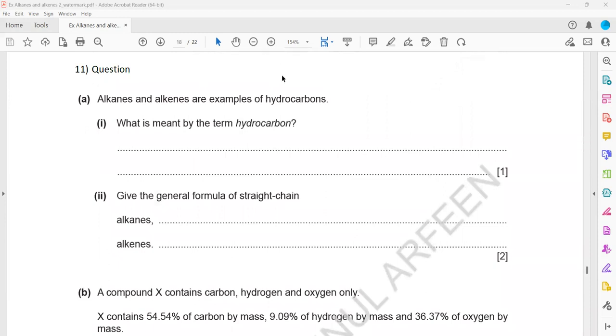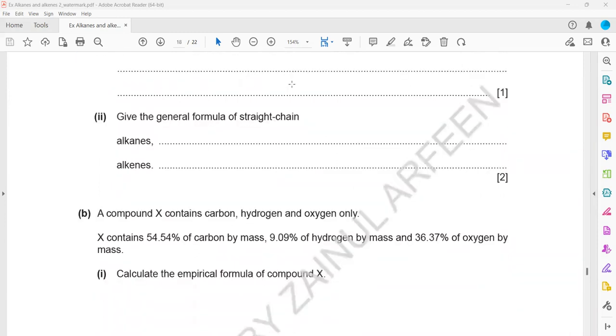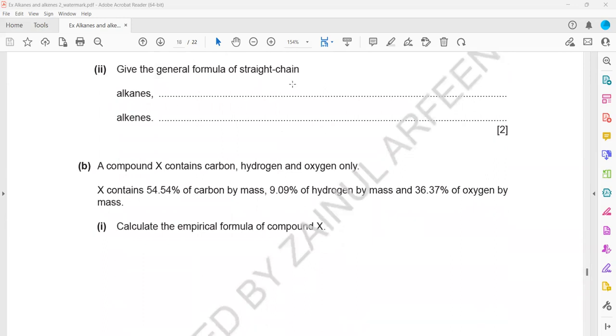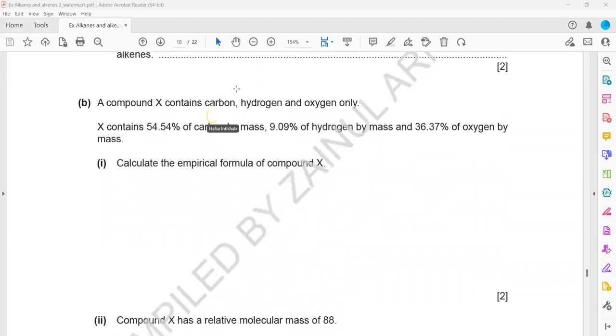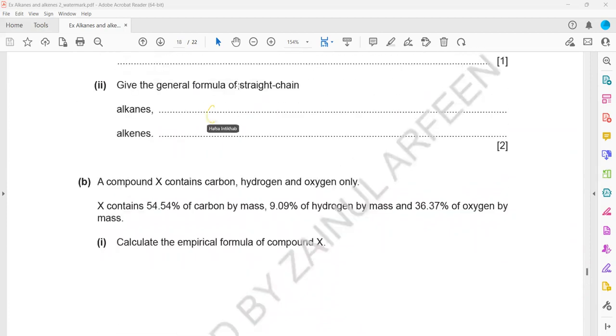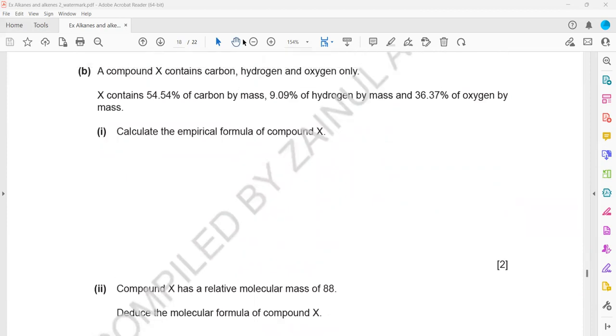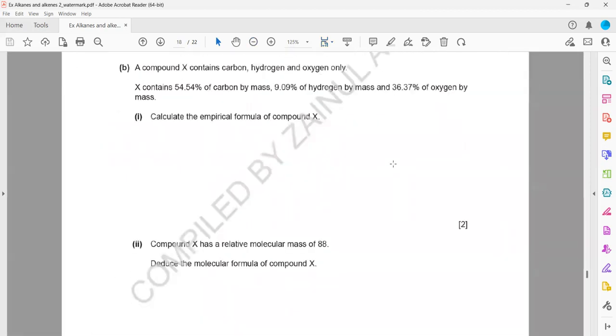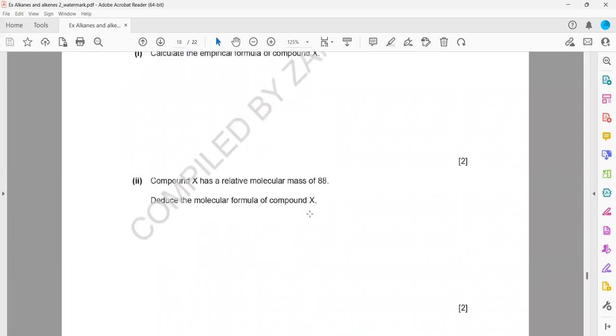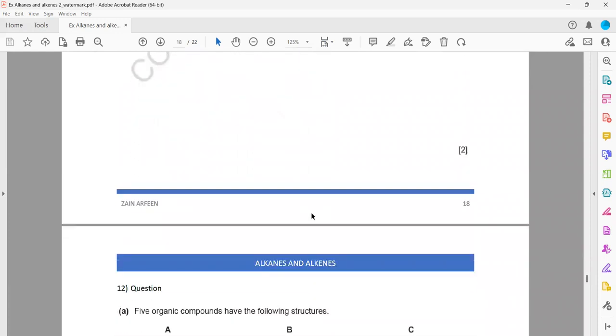So what is meant by the term hydrocarbon? A compound containing carbon and hydrogen. The general formulas for alkane and alkene are CnH2n+2 and CnH2n. And the same way for finding the empirical and molecular formula: you divide by atomic mass, you divide by the smallest value, and then take the simplest ratio in whole numbers, and the molecular mass divided by the empirical mass. You will get the molecular formula of compound X.